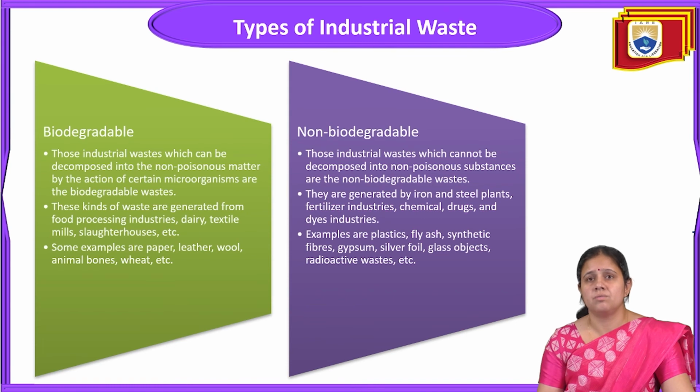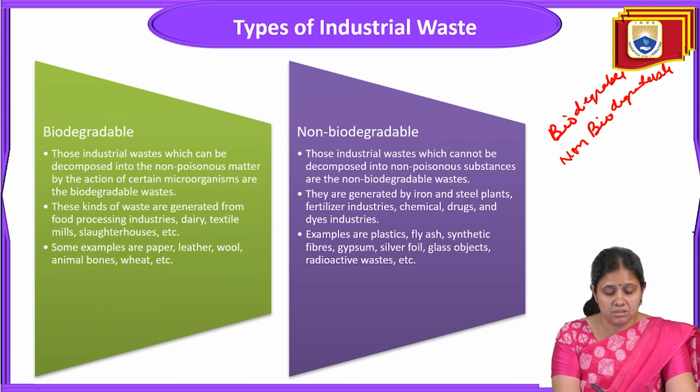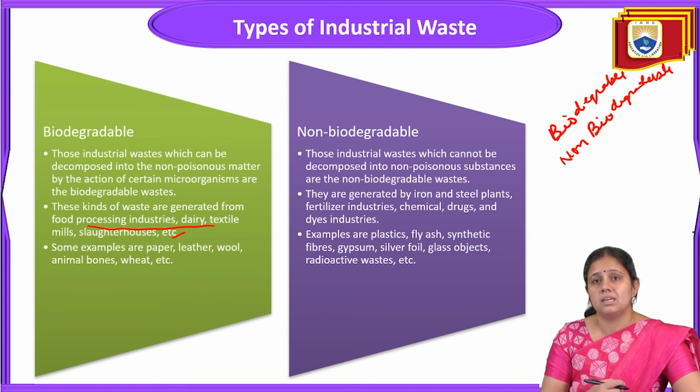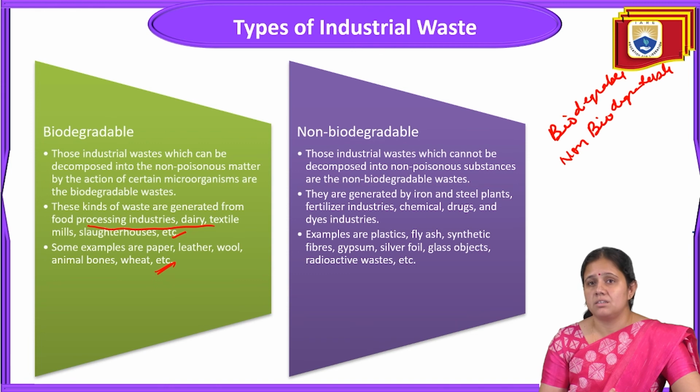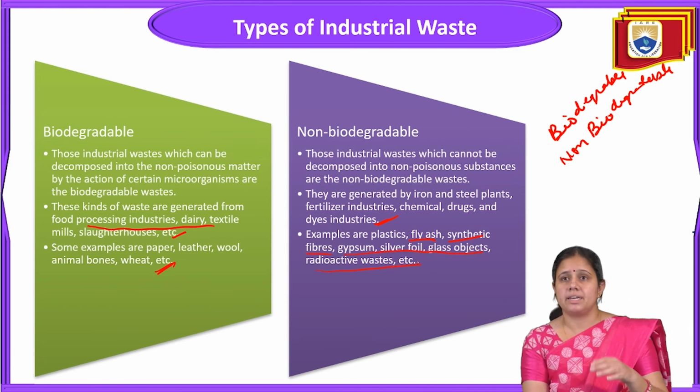Now we can say that industrial waste is also of two types: biodegradable and non-biodegradable. Biodegradable industrial waste can be decomposed into non-poisonous material by the action of certain microorganisms. This kind of waste is generated from food processing units like dairy farms, some textile industries, mills, and slaughterhouses. Examples are paper, leather, wool, animal bones, and wheat. Non-biodegradable means it cannot be decomposed into non-poisonous substances. It is generated by iron or steel plants, fertilizer industry, chemical, drugs and dye industries. Examples are fly ash, synthetic fiber, gypsum, soil, glass, and radioactive waste.